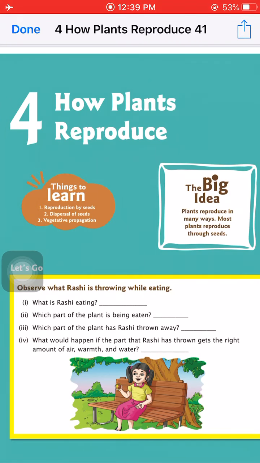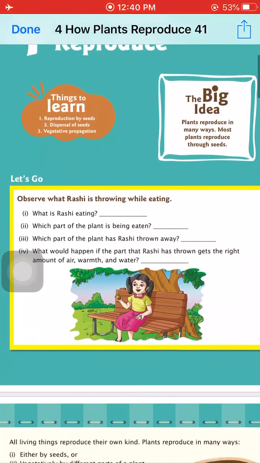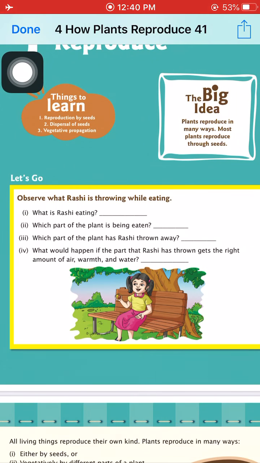So first, reproduction by seeds. Second is dispersal of seeds, and third is vegetative propagation. Vegetative propagation means the different methods that we use to reproduce plants by the other parts of the plant, like stem, roots, leaves, etc. Now on the first page, let's go.